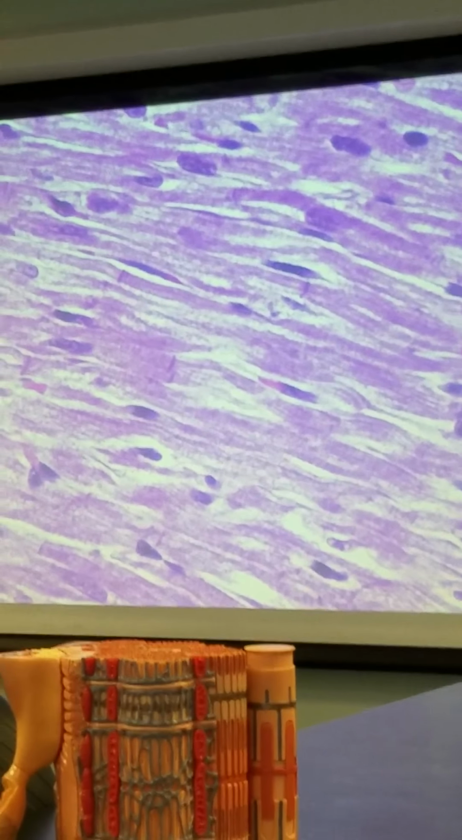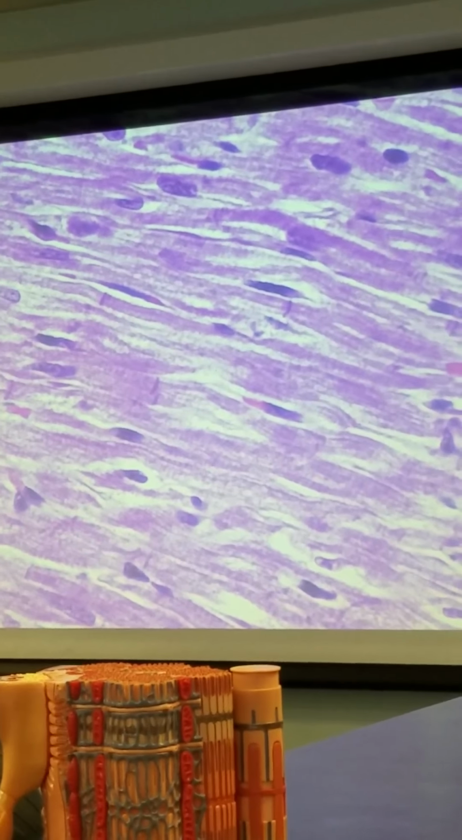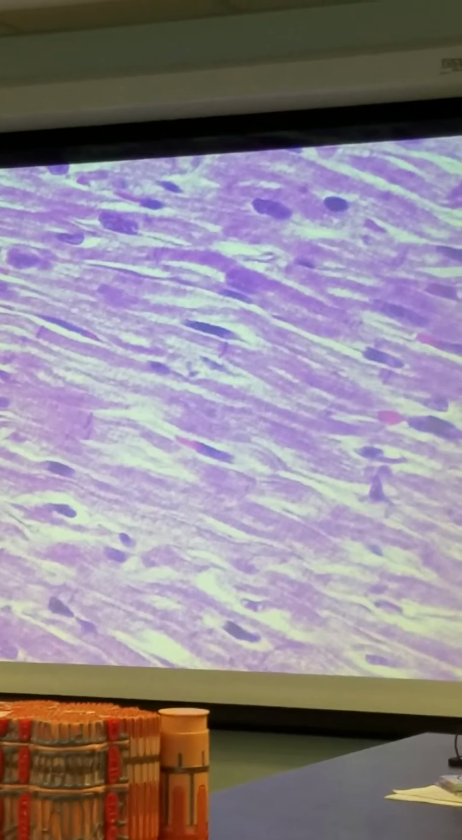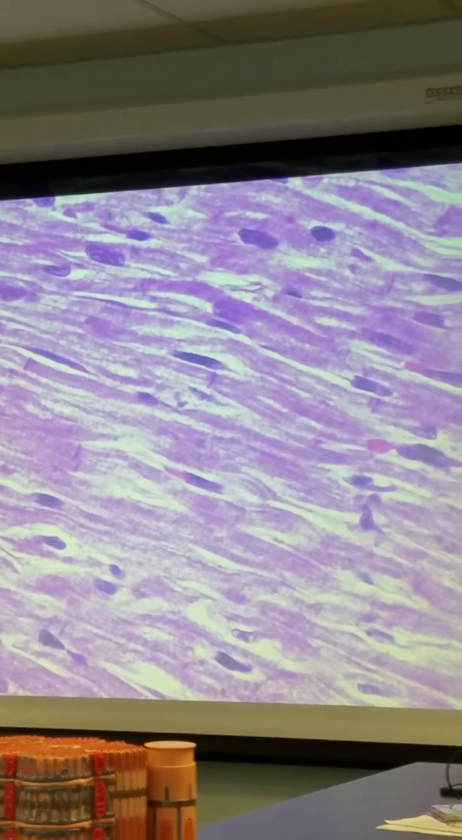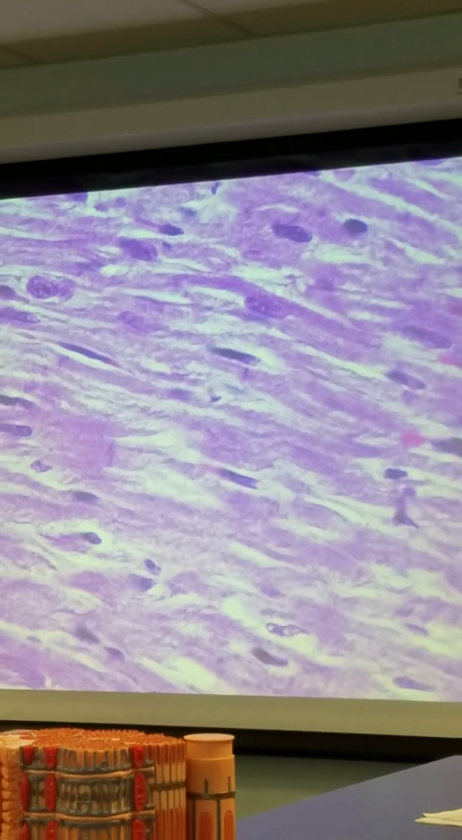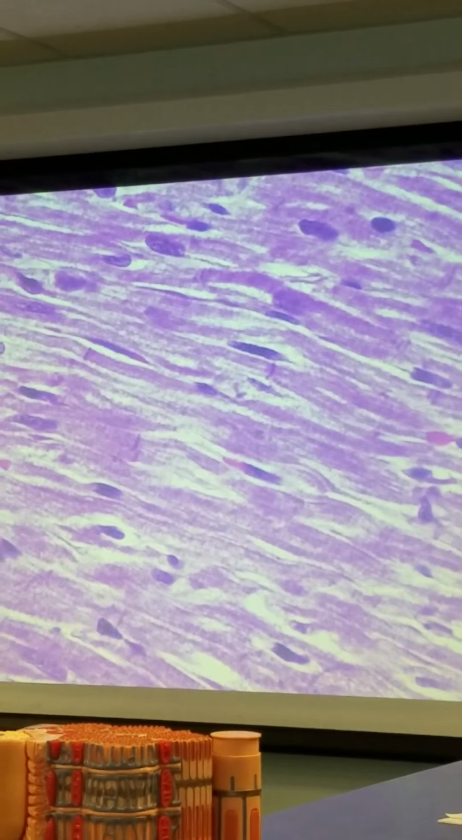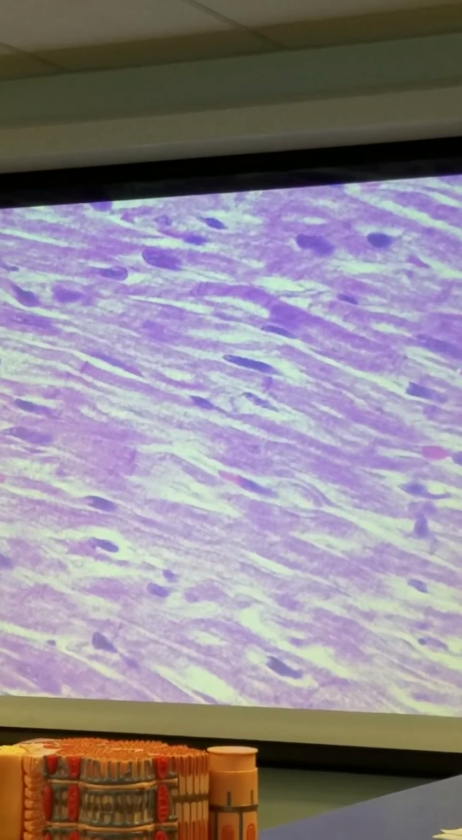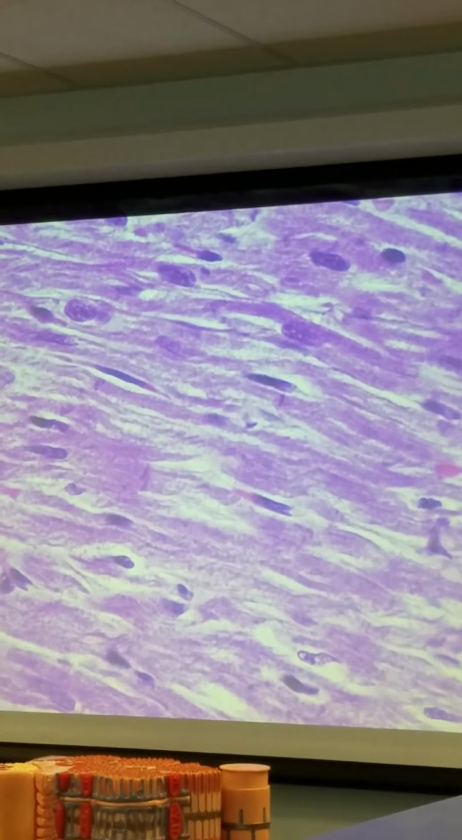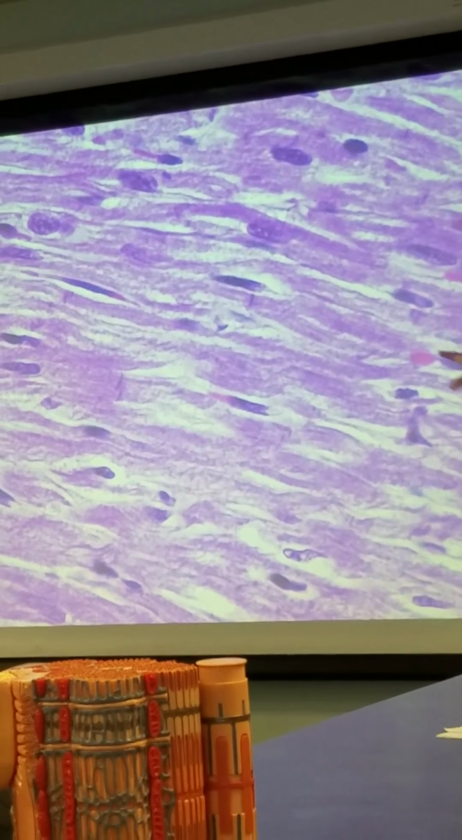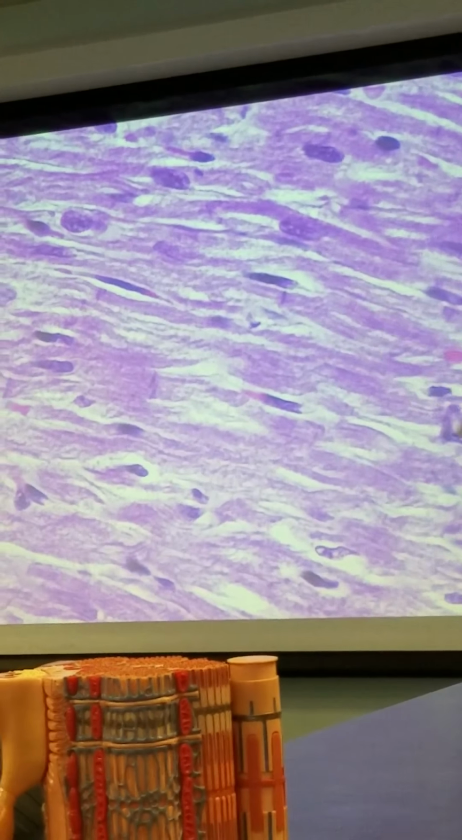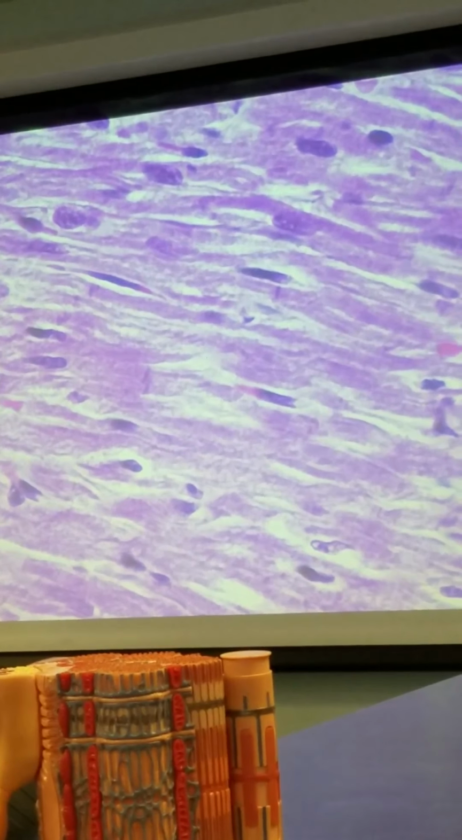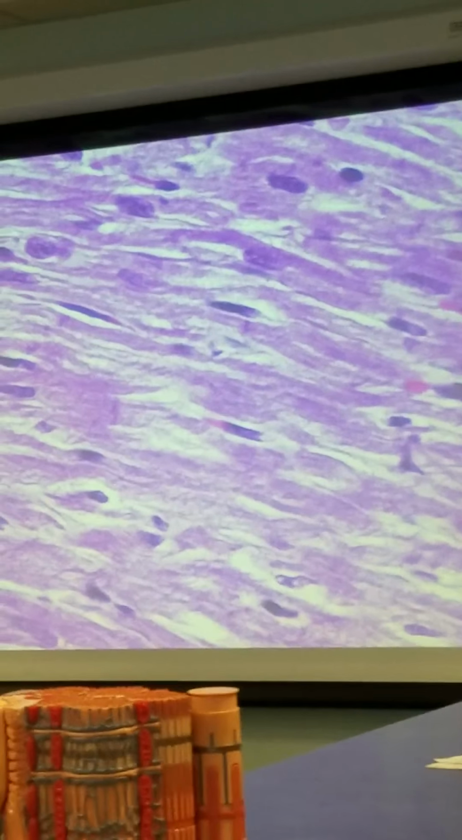So when we get to our high dry power, again, if I change the depth of field focus, you can see some of those striations coming in and out of focus, but they're not nearly as clearly defined as in the skeletal muscle. You'll also notice that some of our cells branch. So we have a nice branching cell right here. It's kind of like a Y shape there. That only occurs in cardiac muscle. Neither skeletal muscle nor smooth muscle cells branch.